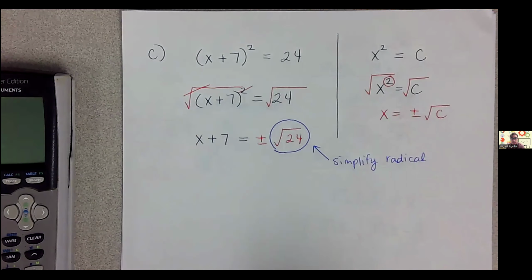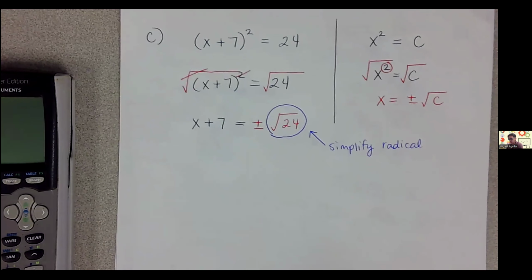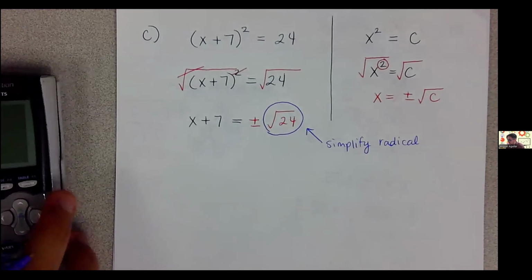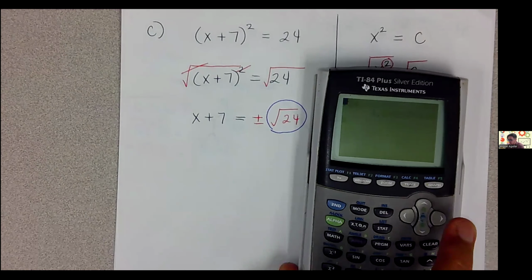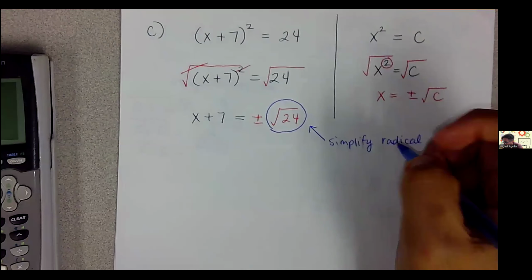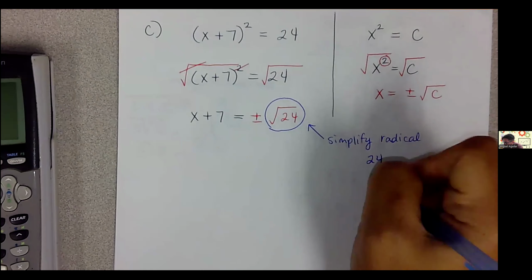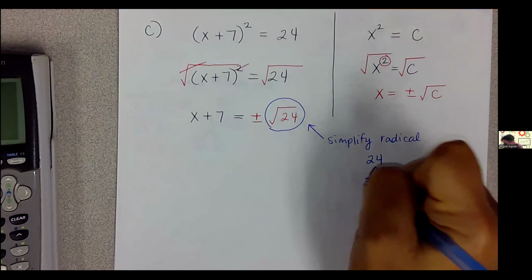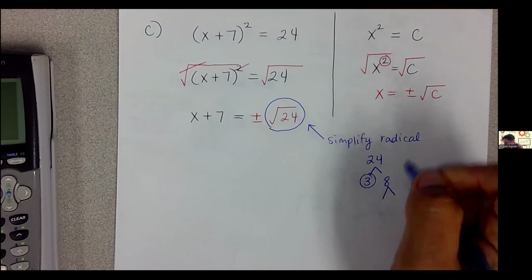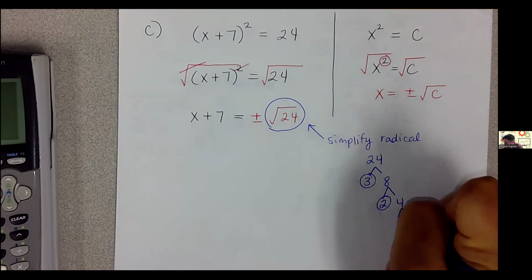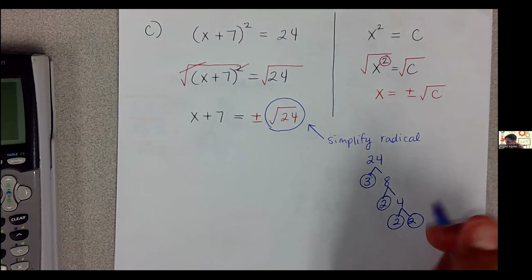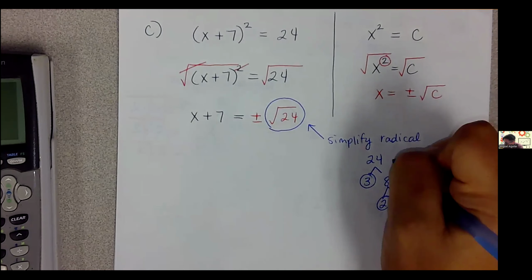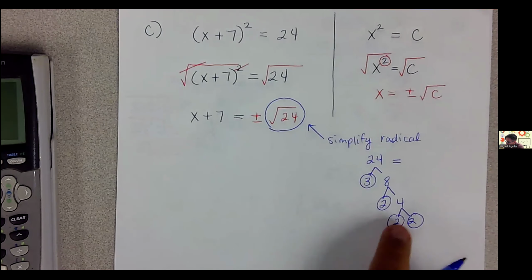If that's not a perfect square, then we won't be able to do that in the calculator. Remember from the last video, I said if you take the square root of some number and you get a decimal, then we're going to have to do that by hand. So just keep that in mind. We're going to build a prime factor tree for 24. 24 is equal to maybe 3 times 8, and then 8 is equal to 2 times 4, and then 2 times 2. So our prime factorization of 24 is 2 times 2 times 2 times 3.